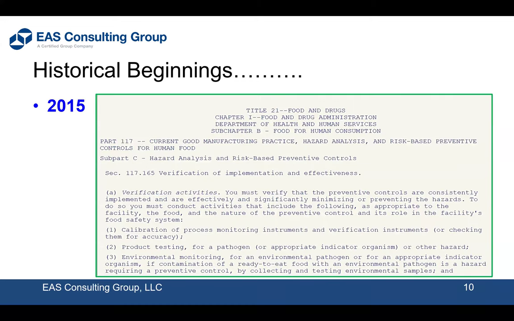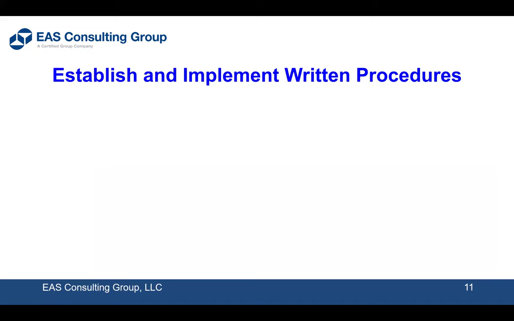So in 2015, we have FSMA, and there is the beginning of the recognition that environmental monitoring for an environmental pathogen indicator is important in ready-to-eat foods. I want to reiterate that for both FSIS and FDA, the focus is on ready-to-eat. Now, I'm not saying that we don't do environmental monitoring in not-ready-to-eat; we assess the risk. But bottom line is, regardless of which guideline you use, there are certain things that we need to follow.